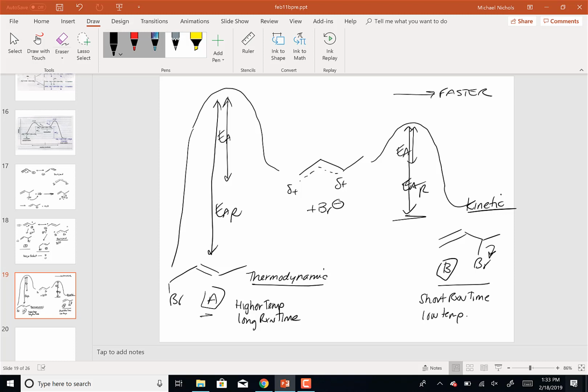Thermodynamic product is going to be favored at higher temperature, long reaction times. The kinetic product is going to be short reaction times, low temperatures. That's when they're going to be favored. So I could convert this reaction to either one of these two products by adjusting the reaction conditions. And this diagram is the reason why. All right. Everybody with me?